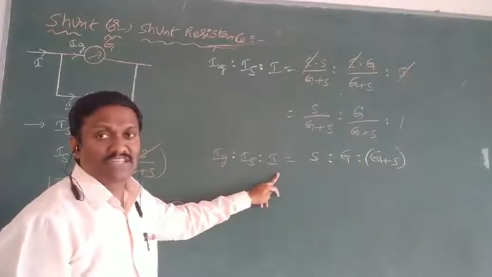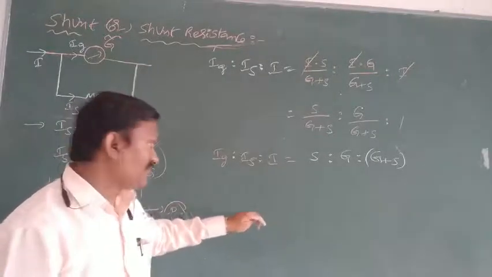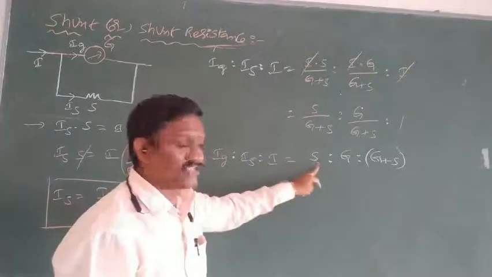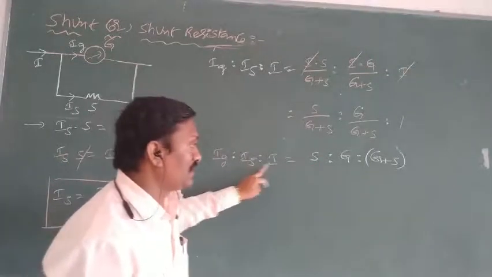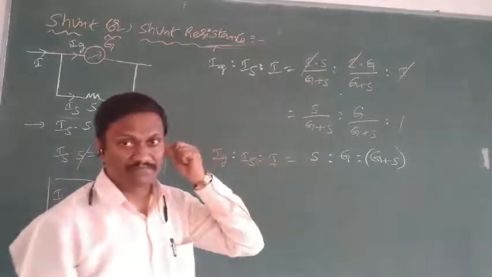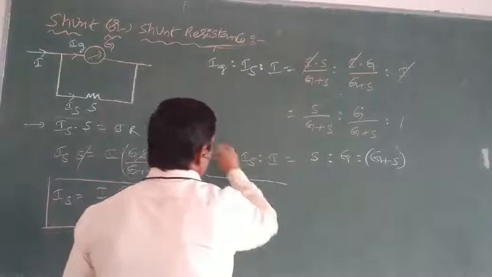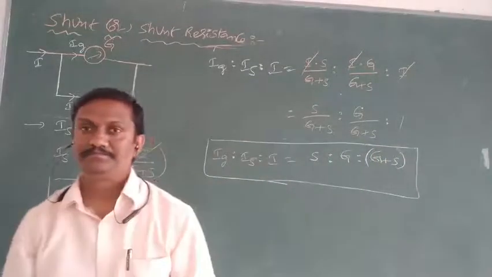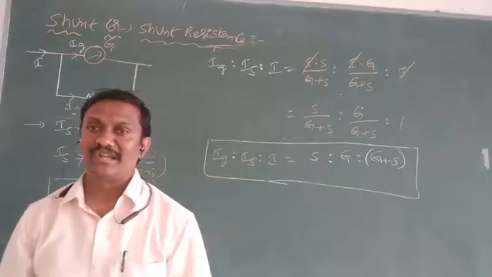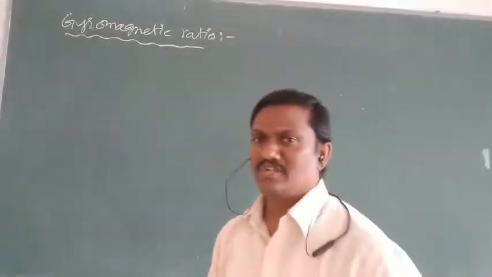Because current ratio and resistance ratio are inversely proportional, for the galvanometer current place the shunt resistance, and for the shunt current place the resistance of the galvanometer. So that is about the ratio of galvanometer current to the shunt current to the total current. So that is about shunt and shunt resistance. Next, one more small definition.